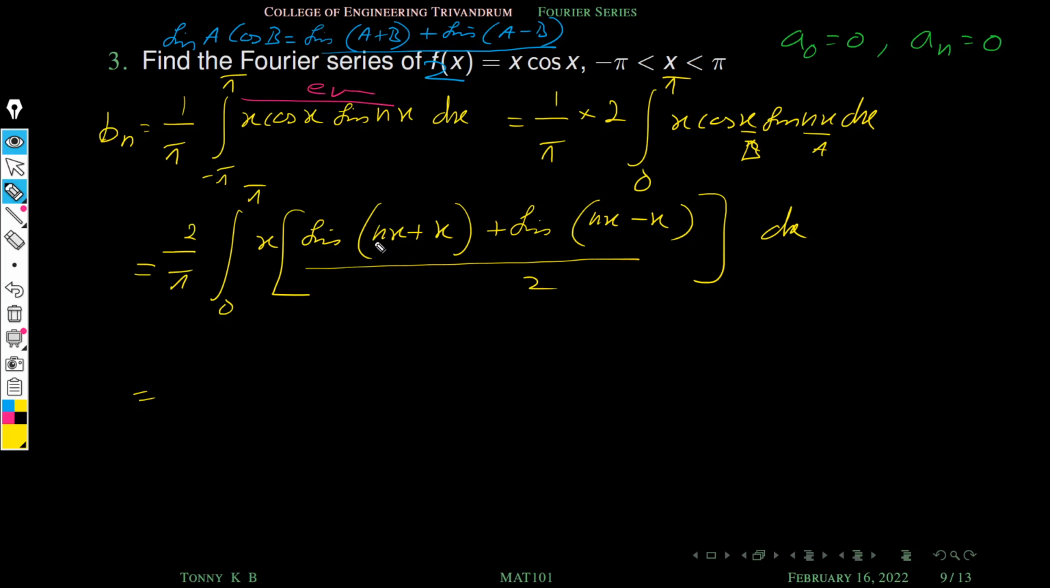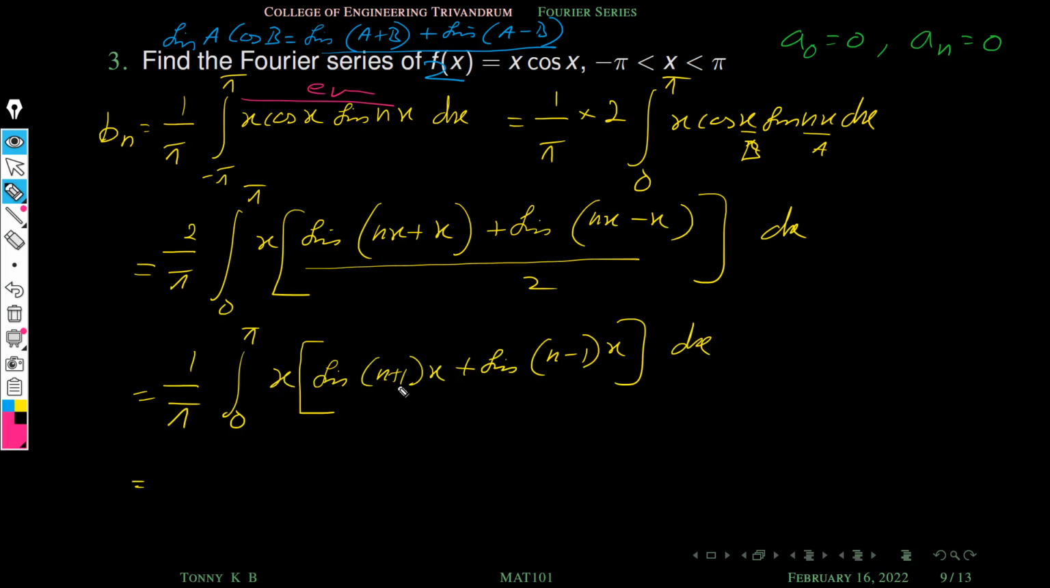With these two, and here x is common, so this expression becomes sin((n plus 1) x) plus sin((n minus 1) x). Okay, so this is our expression. Next we are going to apply integration by parts, our general rule, by taking this x as u and the remaining full term as v. Because this x has the property that after some derivatives this term becomes 0.